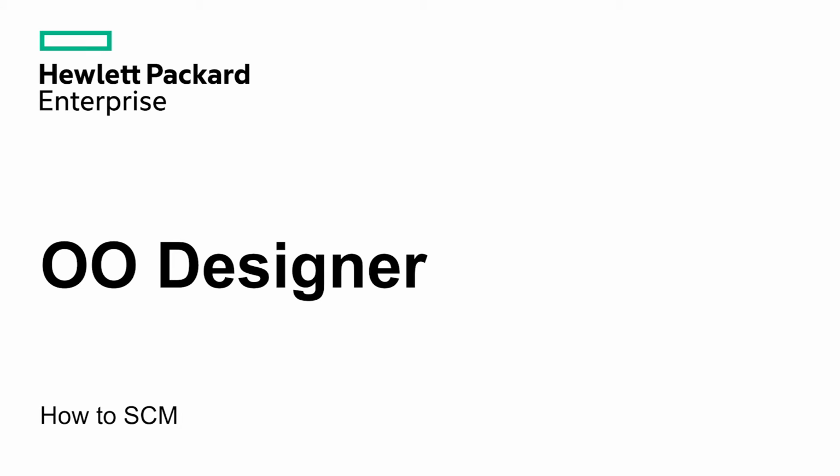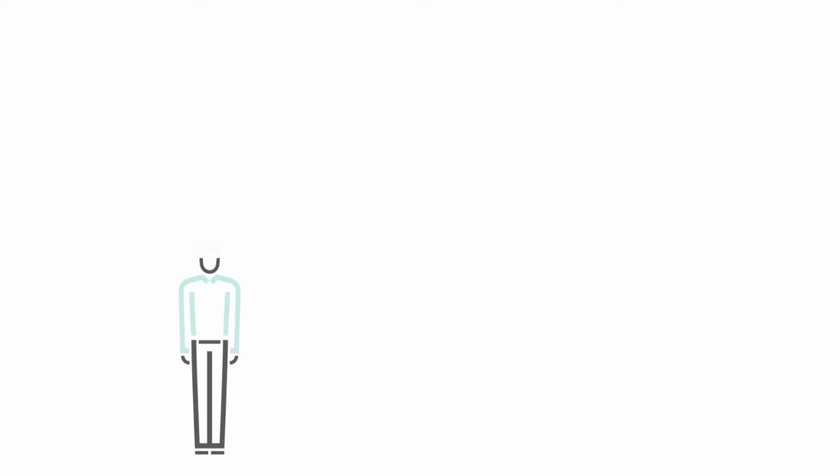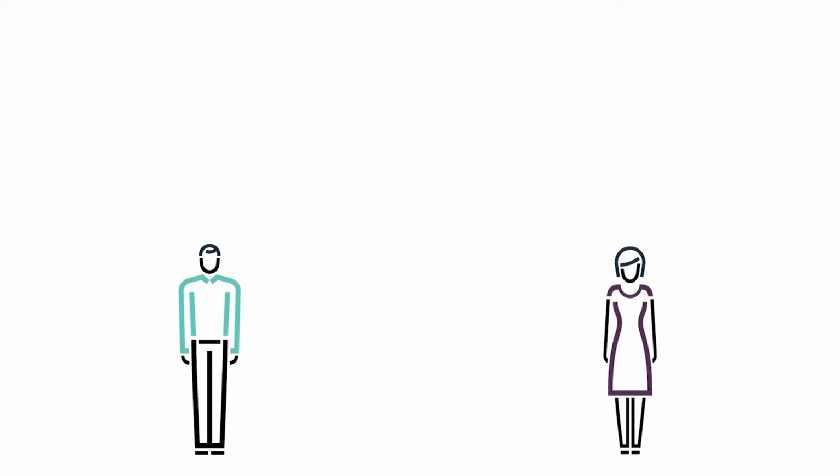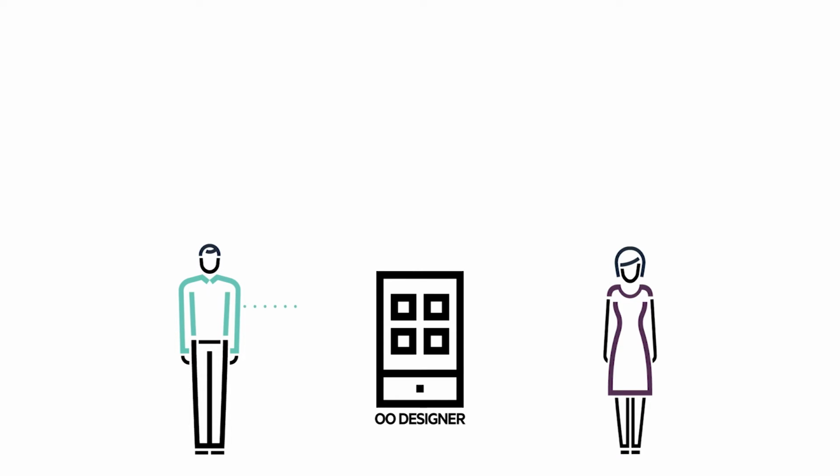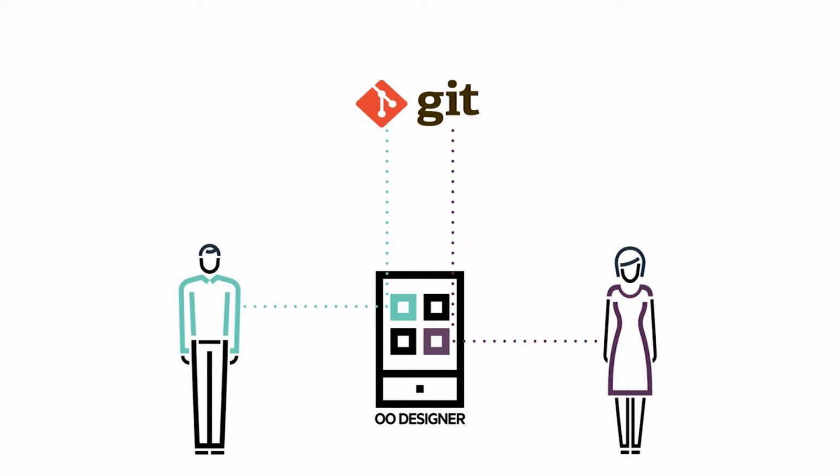In this video I want to demonstrate how multiple users can interact in ODesigner using the integrated SCM. In our scenario, we'll have two users, Chris and Jane, who work in the same company and get a task to work on authoring the same project. Each one will have his own workspace in ODesigner, and their work will be shared by the Git version control system, which is integrated in ODesigner.